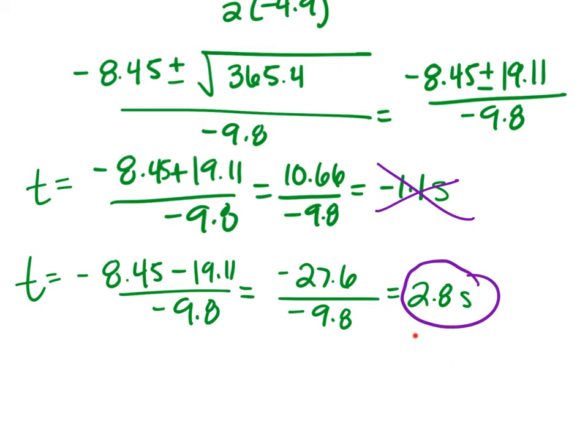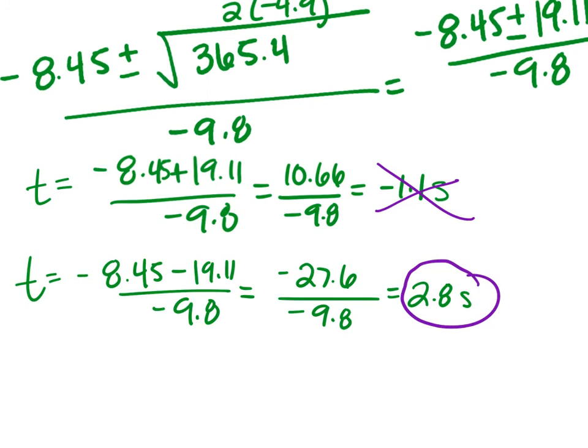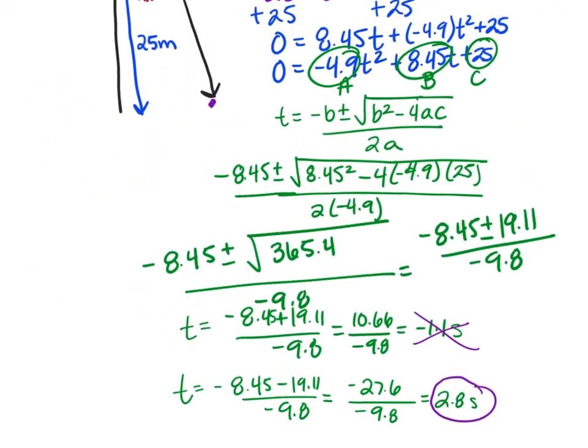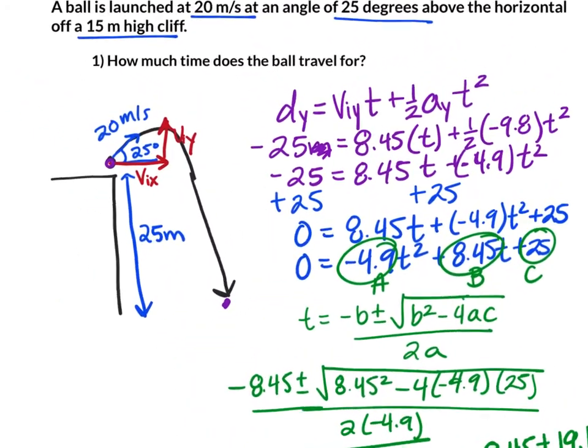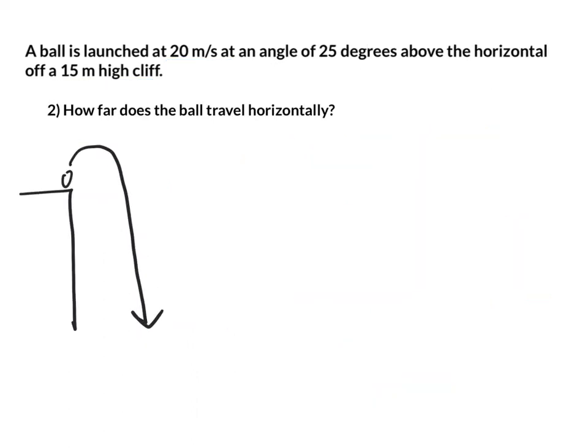Okay, so this 2.8 seconds, going back up to our drawing, let's see if I can move this around properly. Sorry about that. If I can go back to my drawing, this 2.8 is from here and all the way to the ground. That is the 2.8 seconds that it went. All right, so that's it for question 1. Let's move on to question 2.